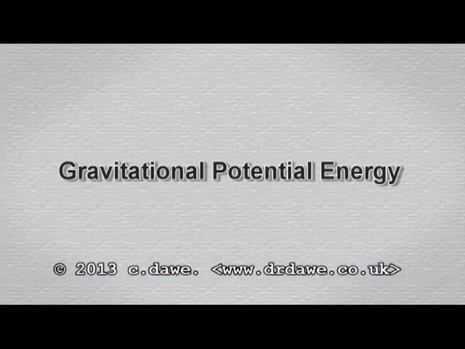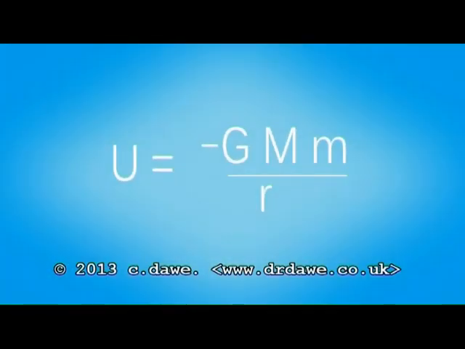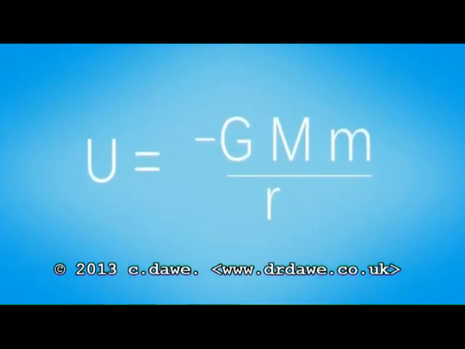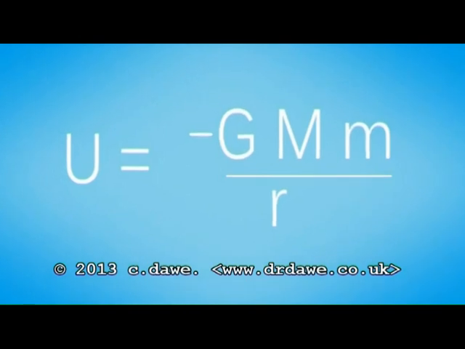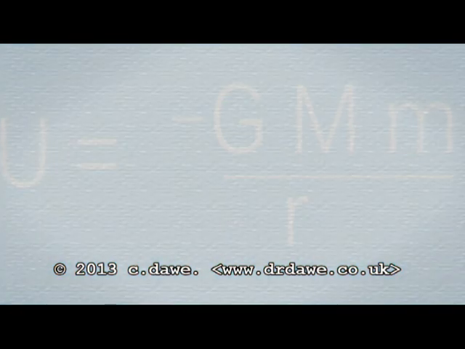Gravitational potential energy. Gravitational potential energy U is given by the equation shown, where big G is again the gravitational constant. Big M and little m are two masses a distance r apart. Notice the minus sign. It is true that total energy cannot be negative, but gravitational potential energy can.